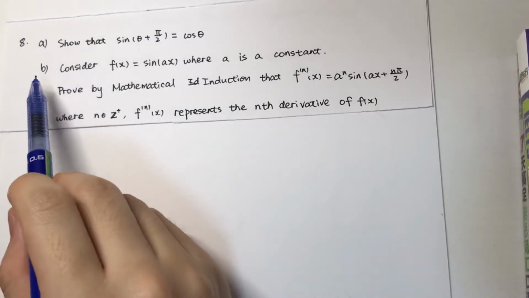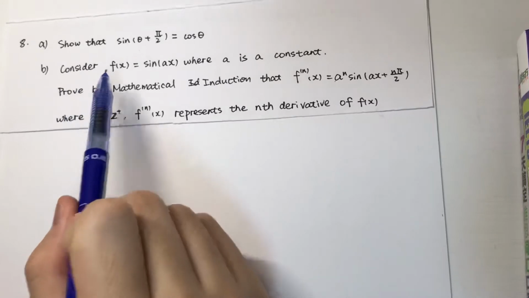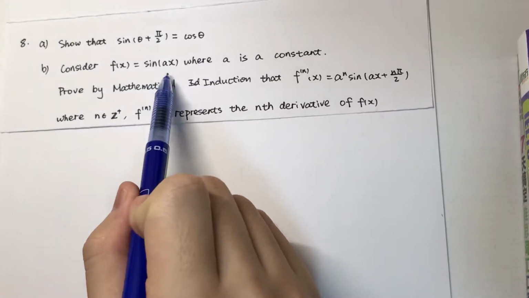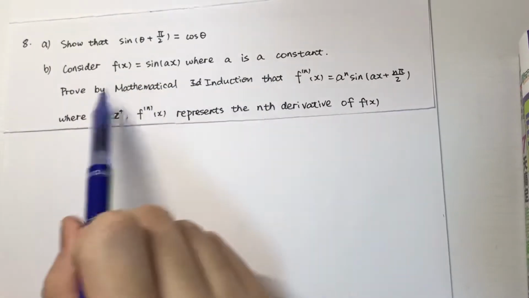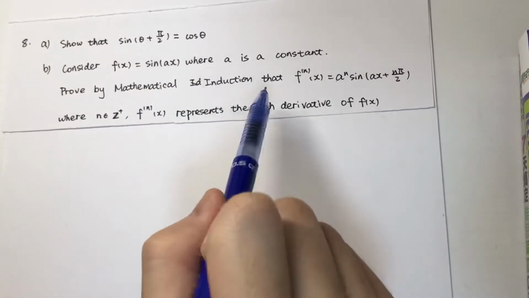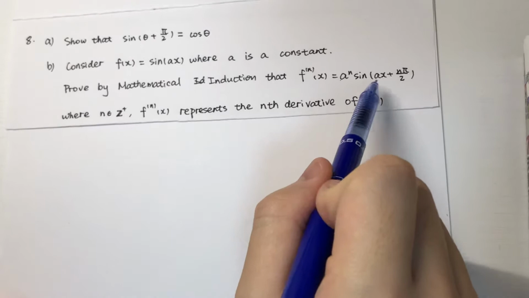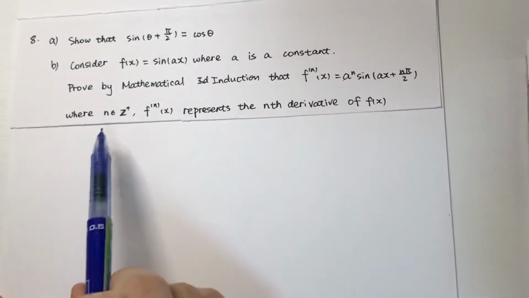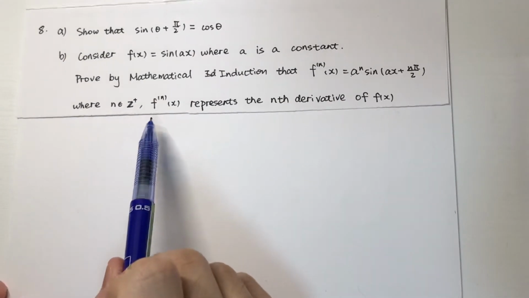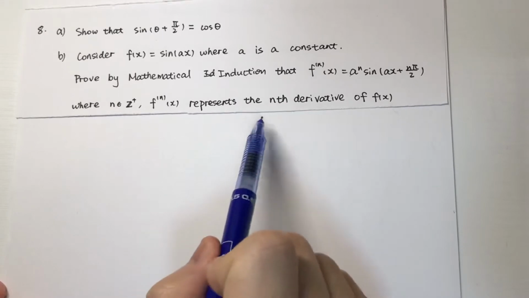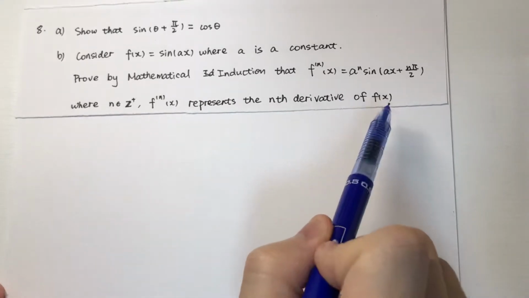Okay, so question 8, part B. Consider f(x) equals sin(ax), where a is a constant. Prove by mathematical induction that f^(n)(x) equals a^n sin(ax + nπ/2), where n is a positive integer and f^(n)(x) represents the nth derivative of f(x).